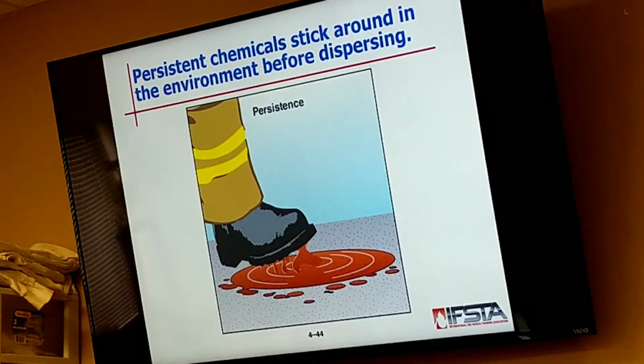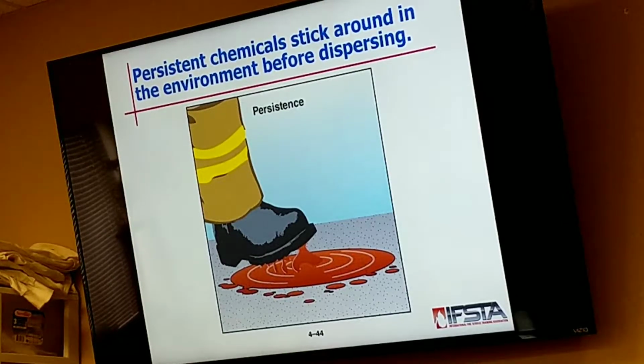Persistence is the ability for a chemical to remain in the environment. Chemicals that remain in the environment for a long time are more persistent than chemicals that quickly dissipate. Most of the time, those are moved by us walking through it or somebody walking through it. So that's how that chemical gets moved.